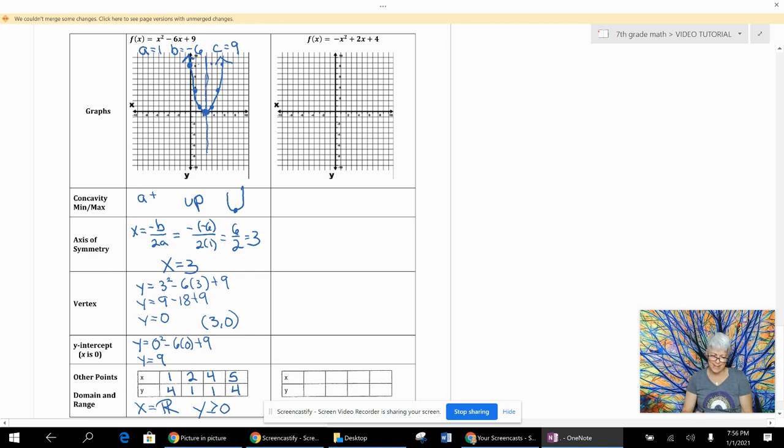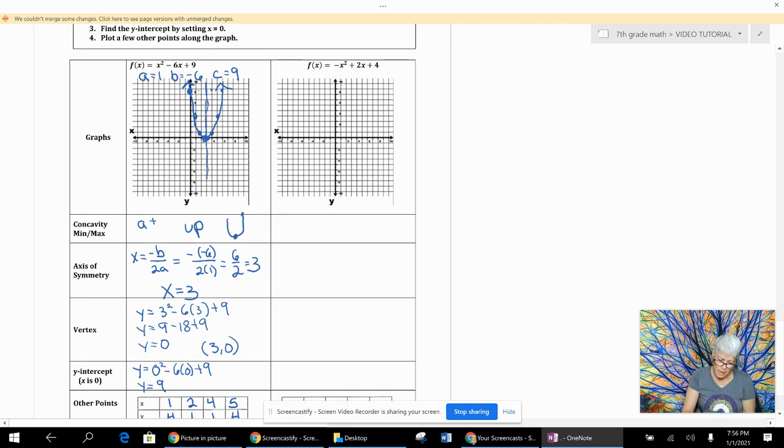Let's try again. Next one. So on this one, A is -1, B is 2, C is 4. So I'm looking at the A. A is negative. So that means it's going to be down. It's going to look like this when we're finished.